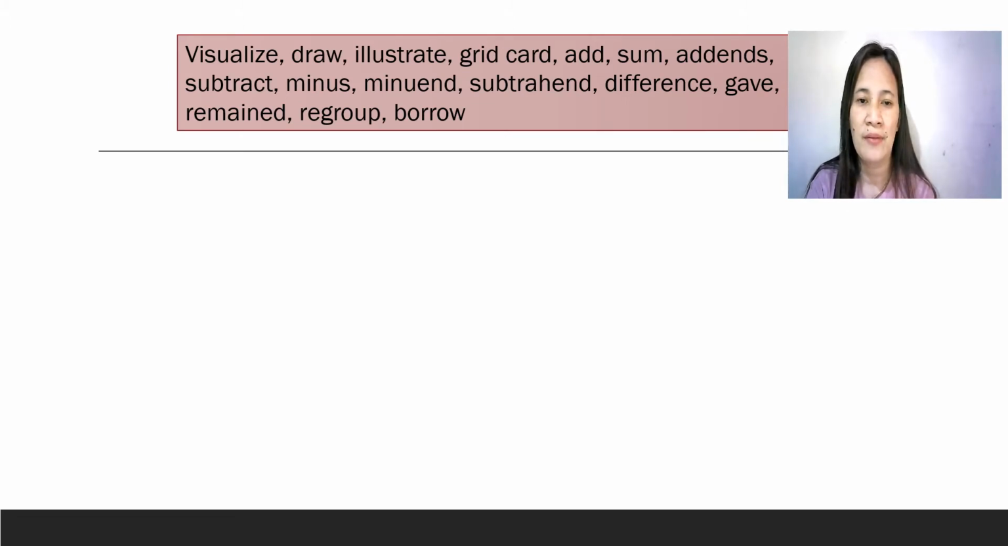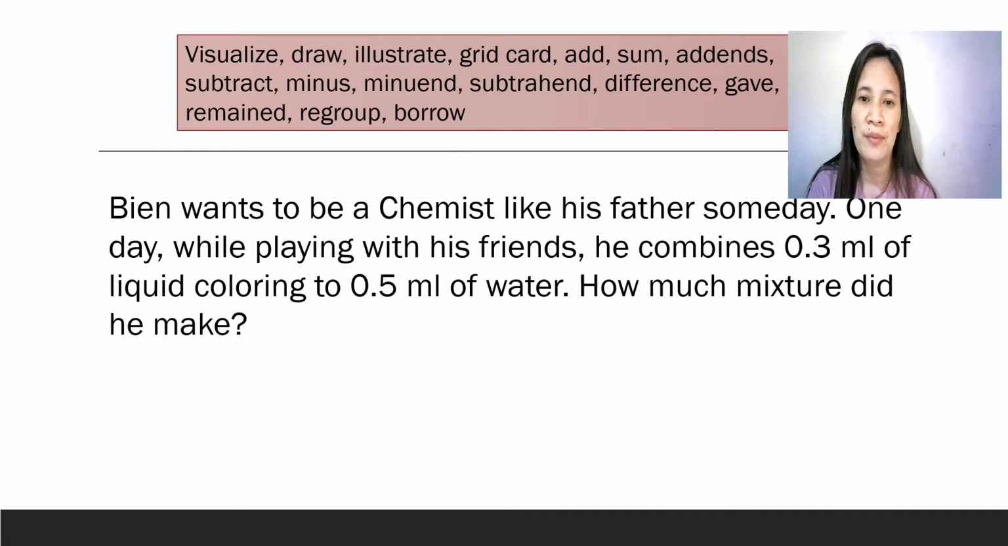So, let's read our problem. Ben wants to be a chemist like his father someday. One day, while playing with his friends, he combines 3/10 ml of liquid coloring to 5/10 ml of water. How much mixture did he make?